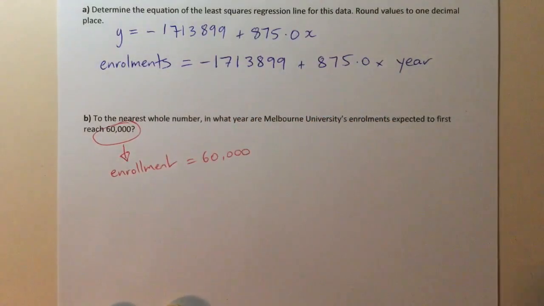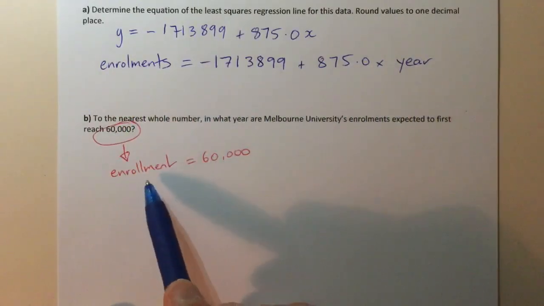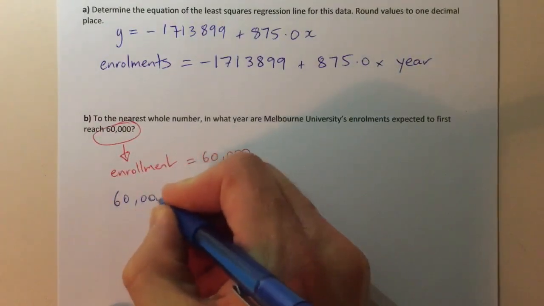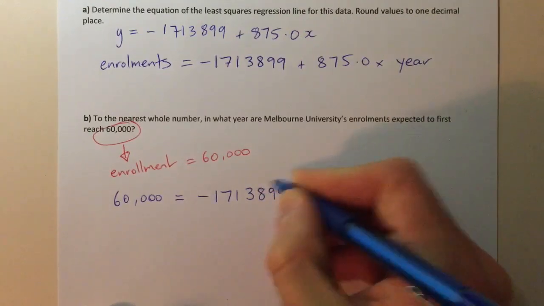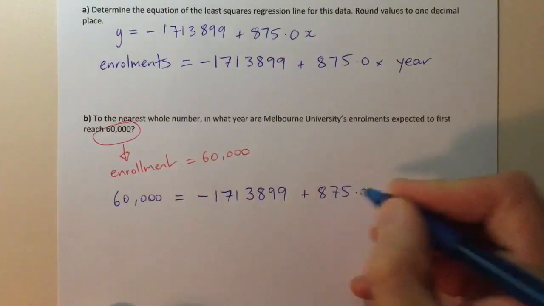So making a prediction just means you take your equation and you put a number in and work out what the other number is going to be. So if we put enrolment equals 60,000, well, what we can do is solve for the year, right?